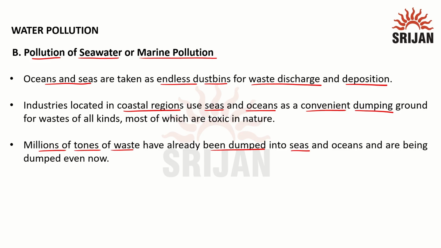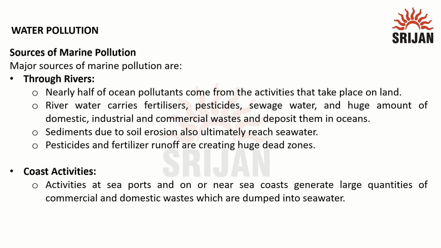Now, if we see the major sources, first is the rivers. Rivers which feed the seas or ocean are also contaminated, that is freshwater contamination. So when these contaminated river sources reach the ocean or sea, they can also contribute to major ocean pollution. So nearly half of ocean pollutants come from the activities that take place on land. It could be paper industry, it could be any pesticide industry, fertilizer industry, all of them dump their waste into the river and that gets carried away into the ocean.